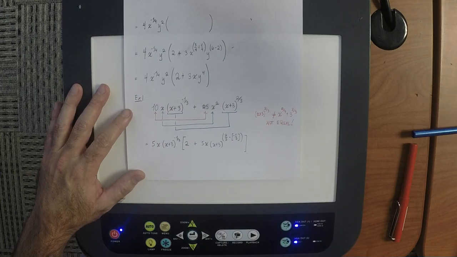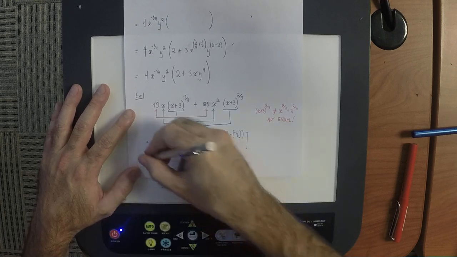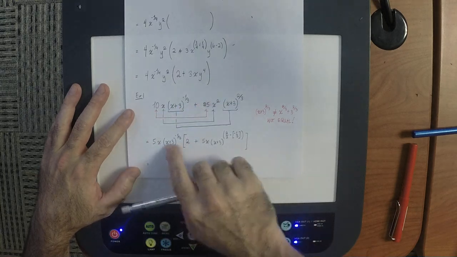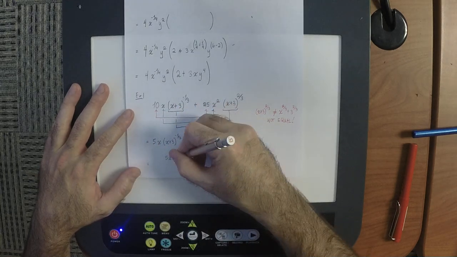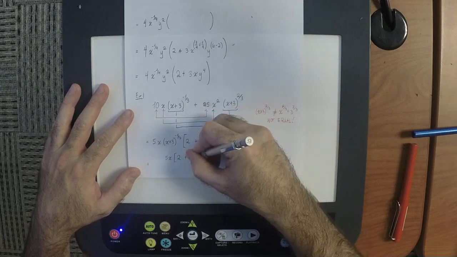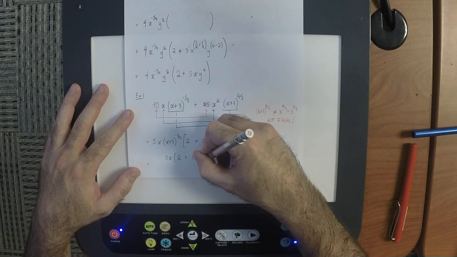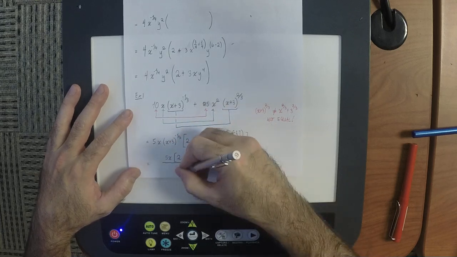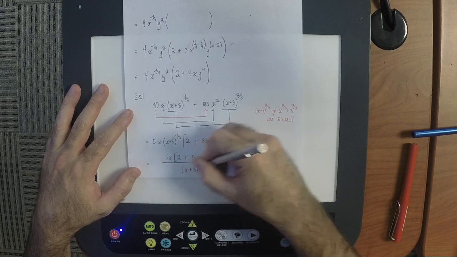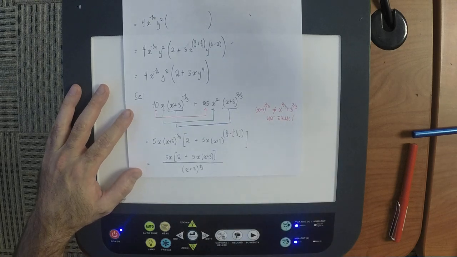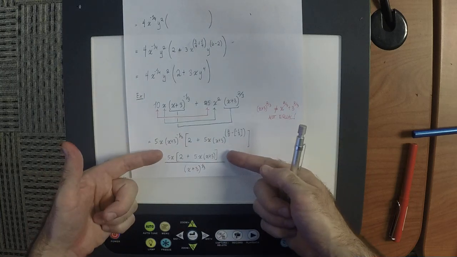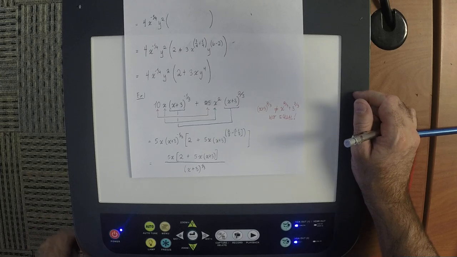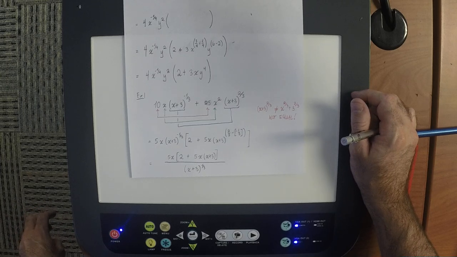Okay, and if this exercise said simplify it, then we'd have 5x, that negative stuff would go to the denominator, and then we'd have 2 plus 5x times x plus 3, and then over x plus 3 to exponent 1/3. And then if I wanted you to do something like multiply this out or whatever, the instructions on the exercise would be clear about it. Any questions about this? Yes?